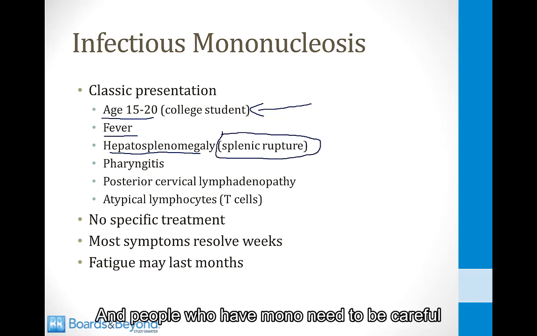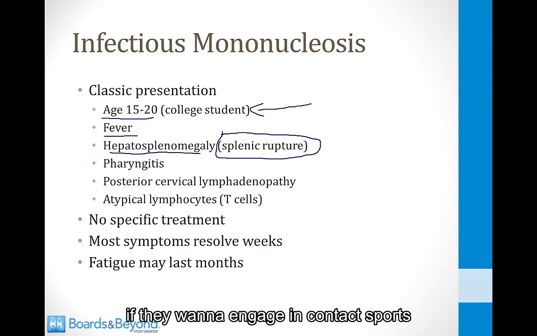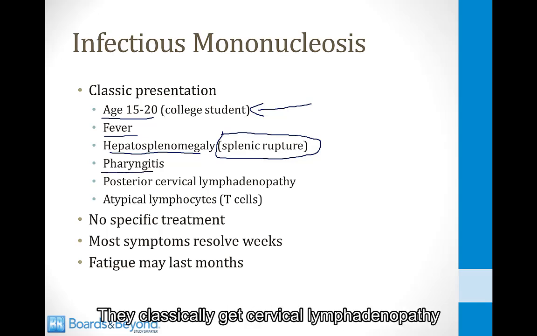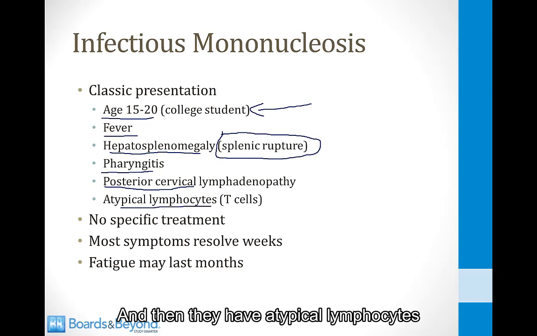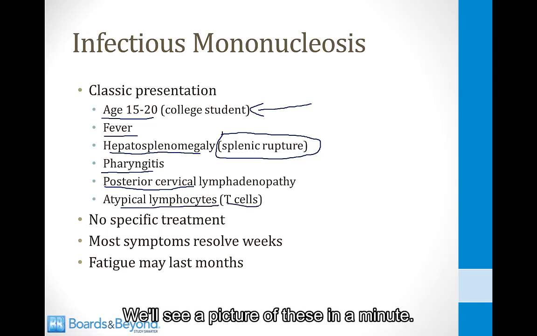People who have mono need to be careful if they want to engage in contact sports and other things where they could potentially rupture their spleen. These patients will have a sore throat. They classically get cervical lymphadenopathy in the posterior cervical region, and then they have atypical lymphocytes on their blood smear. These are T cells. We'll see a picture of these in a minute.